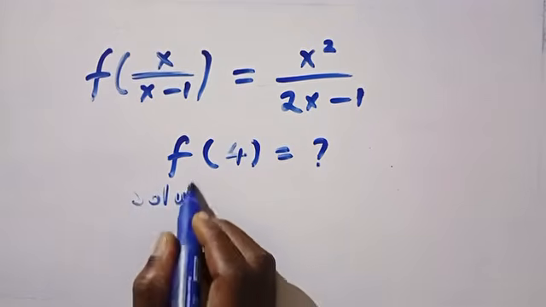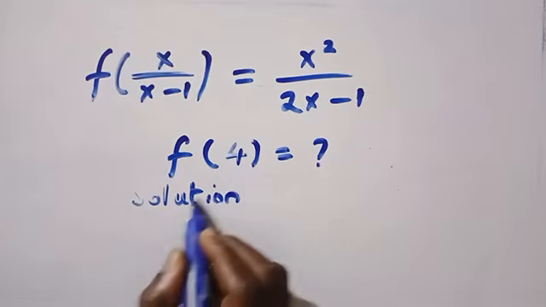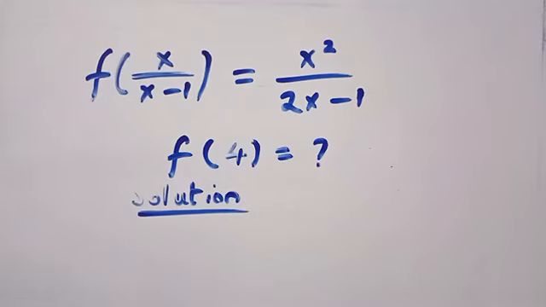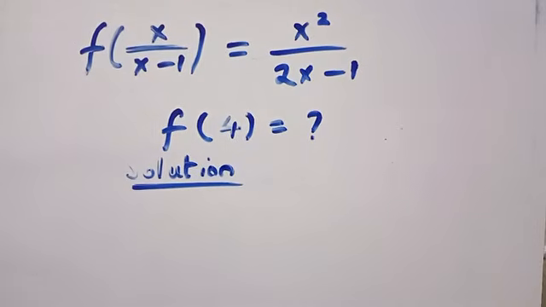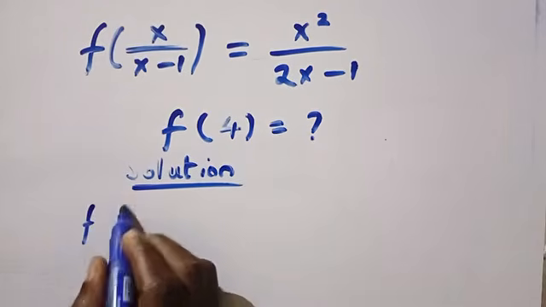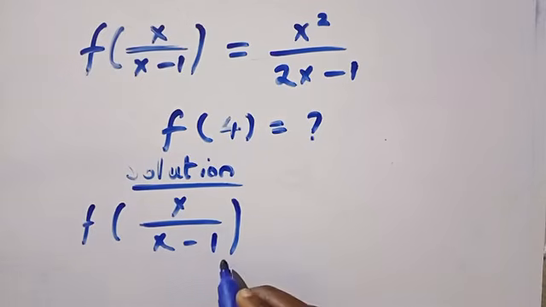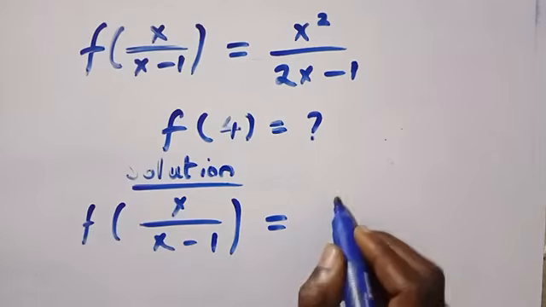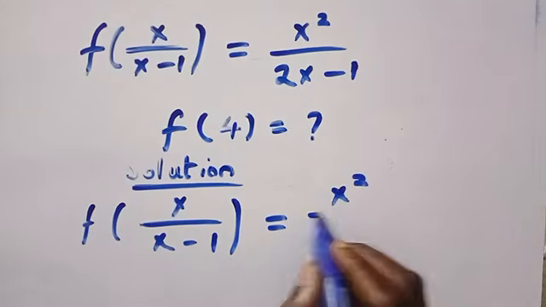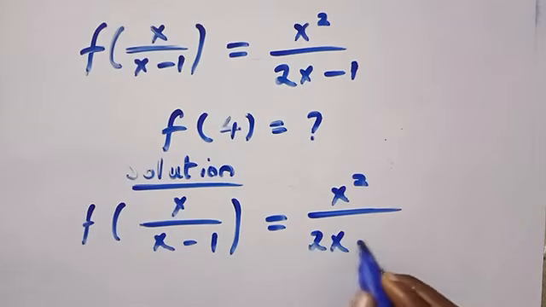When we consider the solutions, I will be applying the substitution method to solve this. So the domain is given as we have f of x divided by x minus 1 equals x squared divided by 2x minus 1.